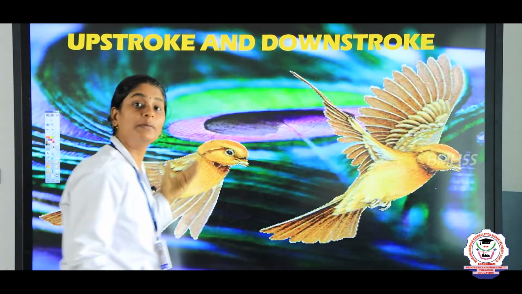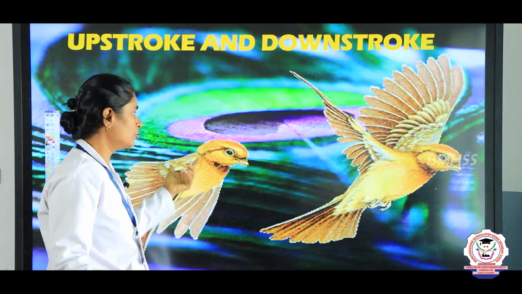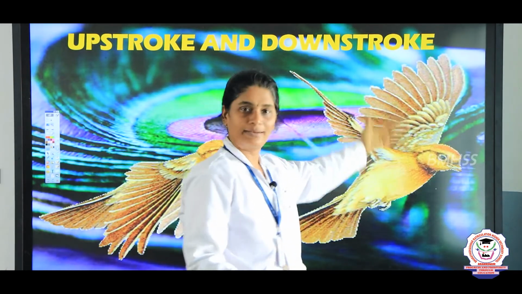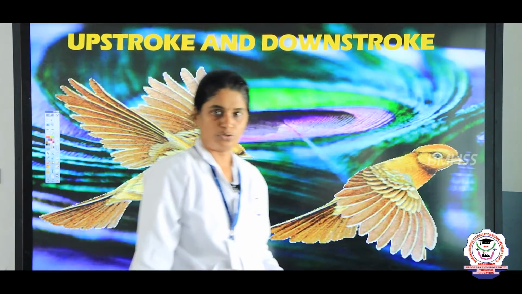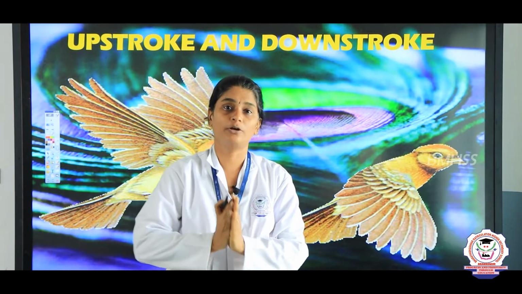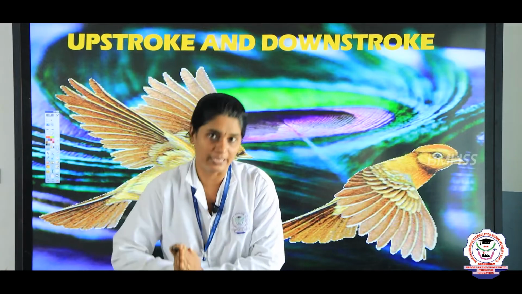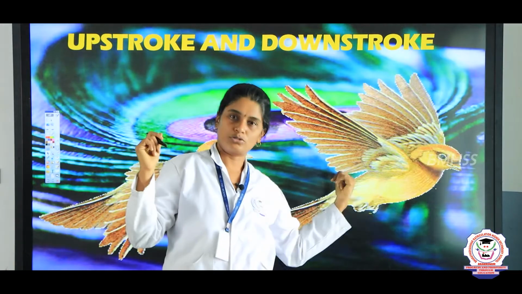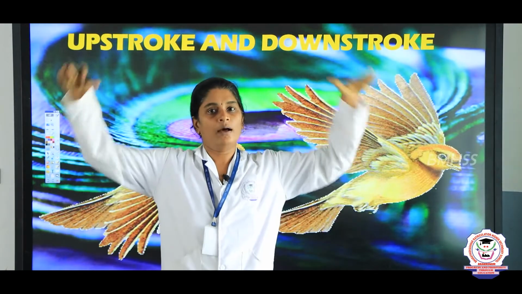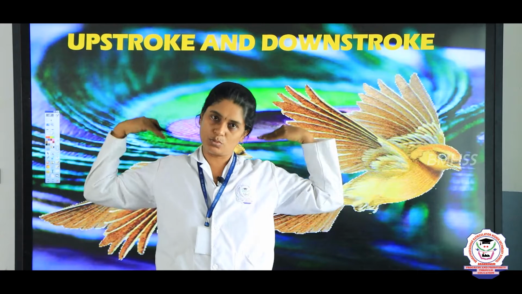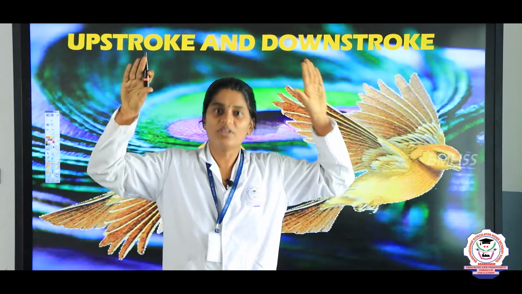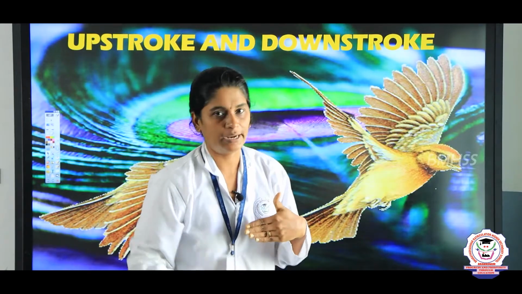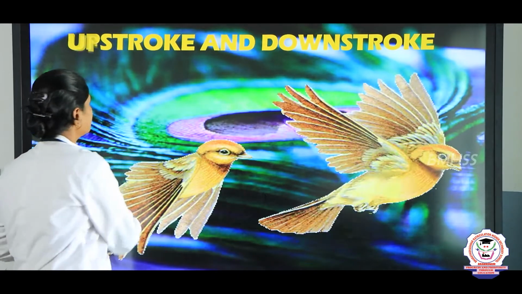Mostly the hummingbird, you can see, uses upstroke, and most of the other birds, like dove and all, use the downstroke. So now you know the two movements of the birds, right? The two movements of flying are, what are the movements? Upstroke, downstroke. Upstroke means moving upwards and backwards. Downstroke means moving downwards and then in the forward direction, front direction, right? Now let's see the next one.